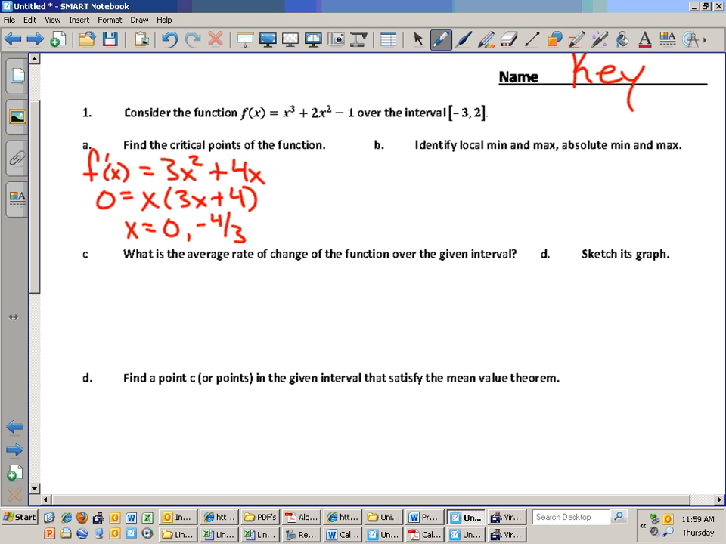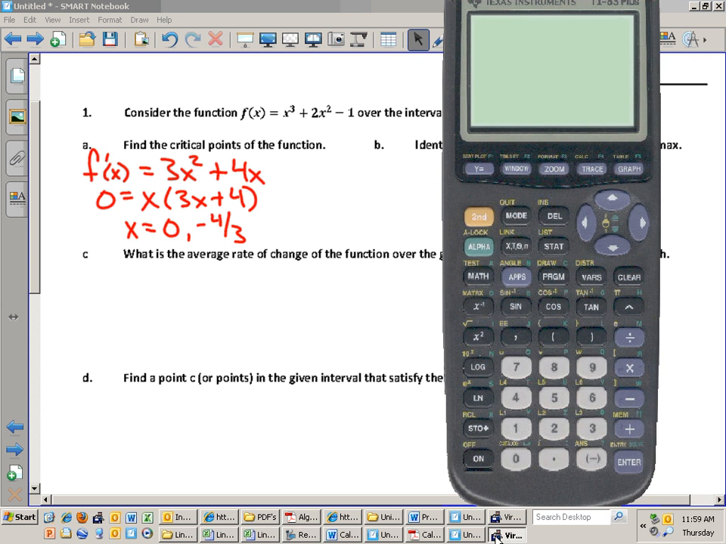But before we get to that, we're going to draw this out. It says identify local min and max and absolute min and max. So in order to find local and absolute min and max, what do I need to do? It would help if I graphed it. So before we actually draw the graph out, let's get a general idea of what this looks like. We'll plug it in our calculator.